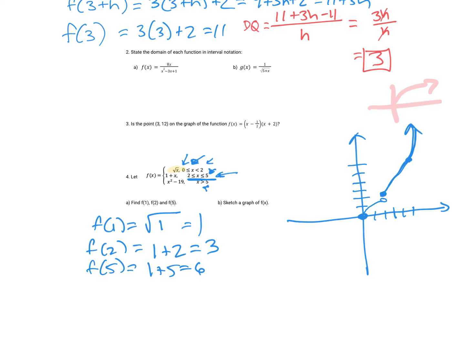Important to remember, you always plot the restrictions. If it includes equality, closed circle. If it doesn't, open circle. But just remember that open circle might end up getting filled in by the next line. Okay, that's 1.1.